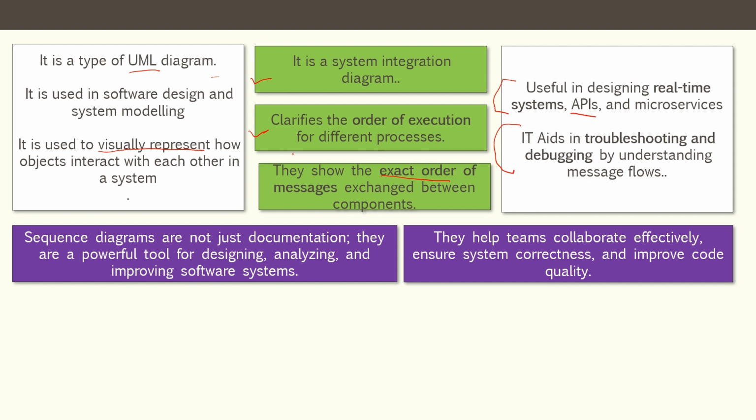And you can use this UML sequence diagram to collaborate effectively with the stakeholders of the application to ensure correctness and improve the quality of the code and the design. So these are the advantages of having a sequence diagram as part of your normal software development life cycle.